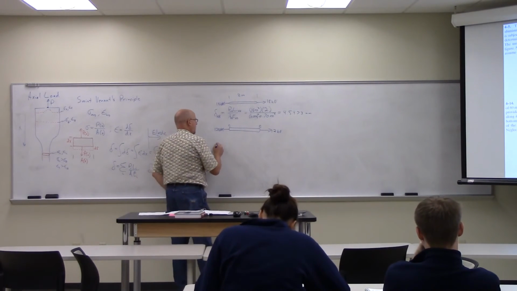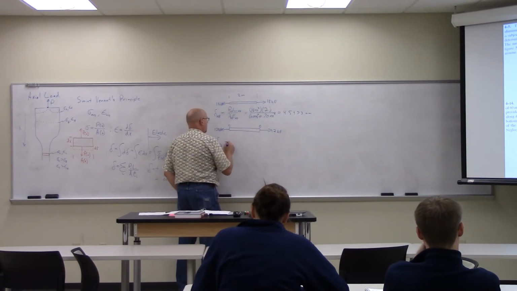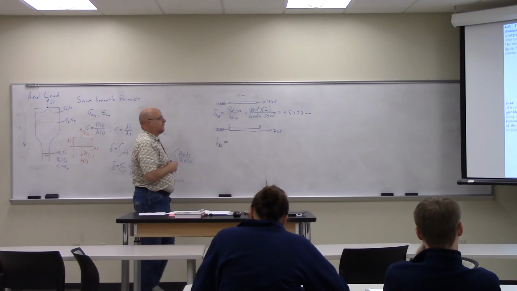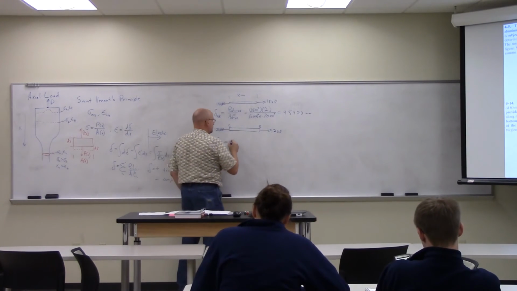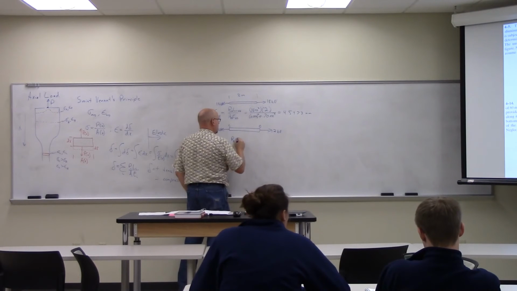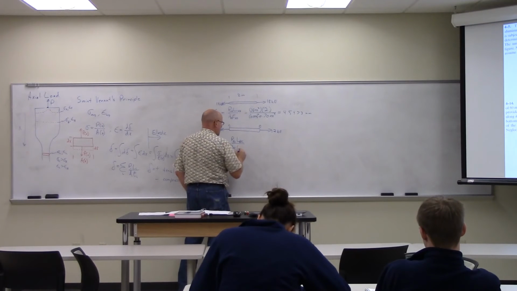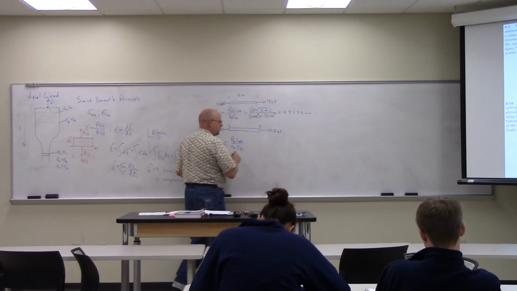Okay, so now I want to find delta BC. What's delta BC? Well, it's going to be the same thing, because now we have just this uniform condition again. So it's P_BC, L_BC over A_BC. It's as easy as 1, 2, 3. All right.